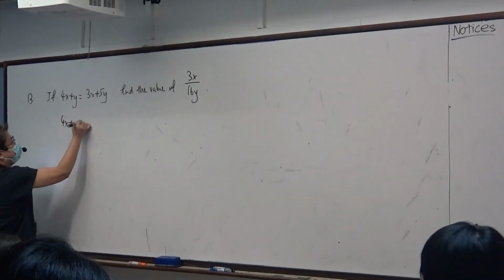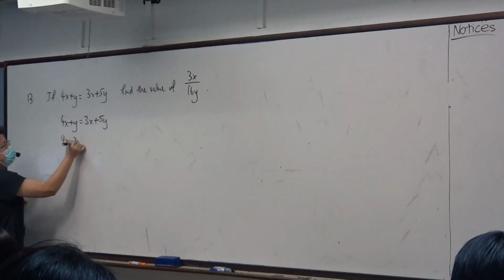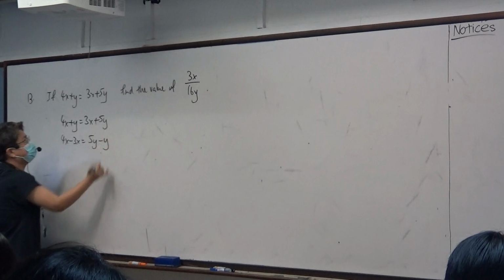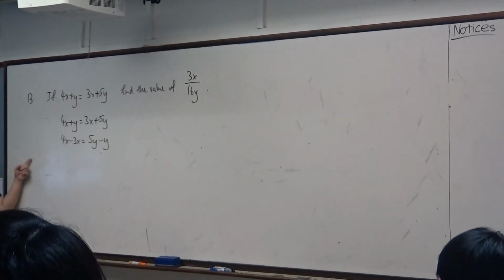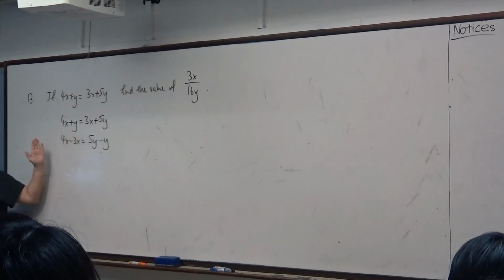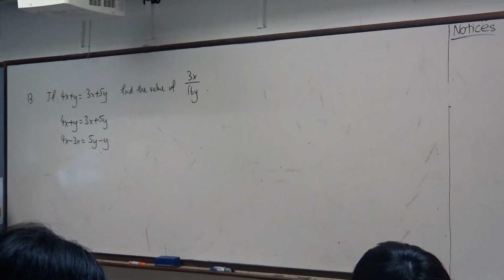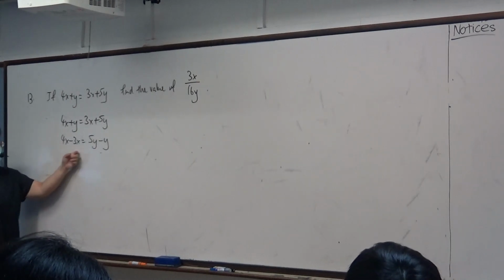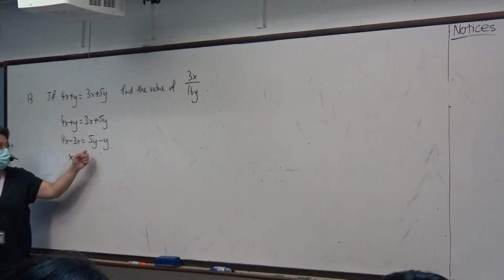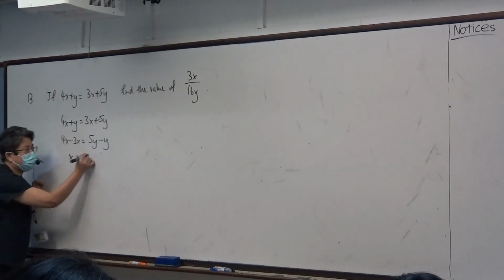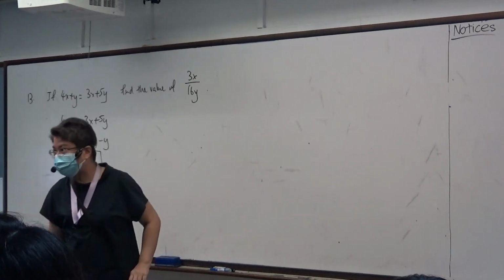Now, 4x plus y equals 3x plus 5y. That means 4x minus 3x is 5y minus y, right? What have I done in this step here? I bring all the x to one side and I bring all the y to one side, right? Can you see that? What is 4x minus 3x? x. What is 5y minus y? 4y. That means I know my x is actually 4y.